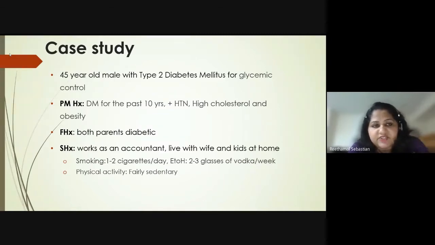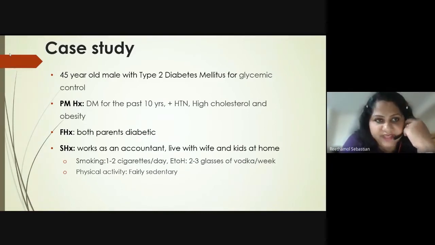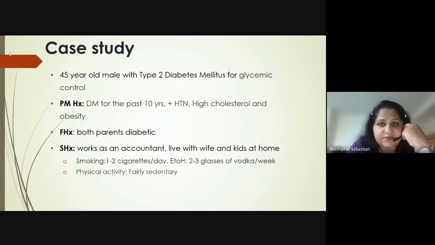Okay, this is a case study I actually did during my college studies. So I'd like to share that with you guys. This is a 45-year-old male with type 2 diabetes, came for glycemic control. Okay, that is the case, that is the referral you get from a doctor to see a dietitian. So for this guy, past medical history is he has been diabetic for the last 10 years. He also has hypertension, high cholesterol, and obesity.